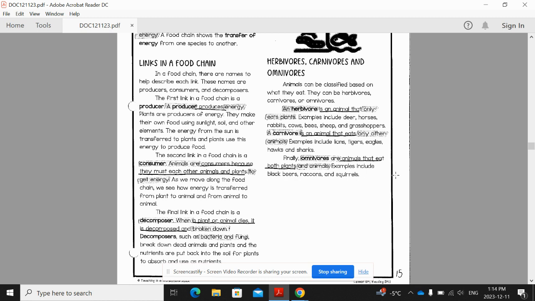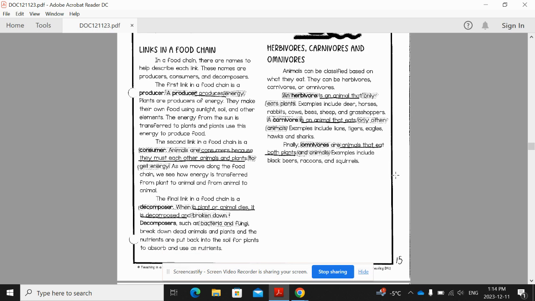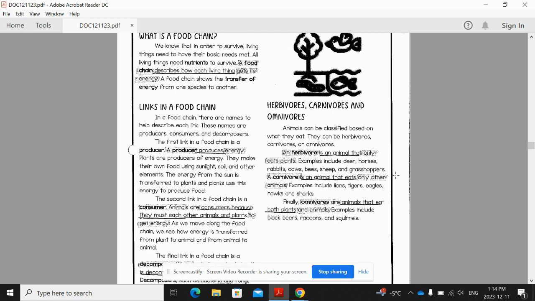When a plant or animal dies, it is decomposed and broken down. Decomposers, such as bacteria and fungi, break down dead animals and plants, and the nutrients are put back into the soil for plants to absorb and use as nutrients.